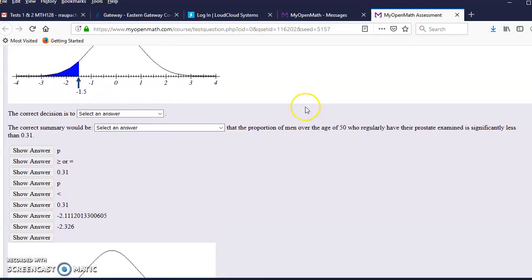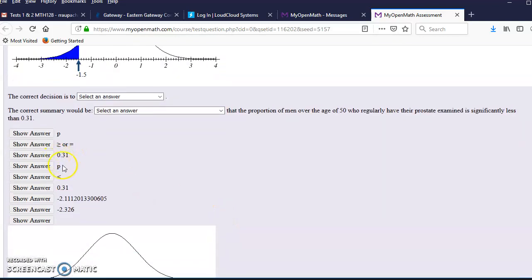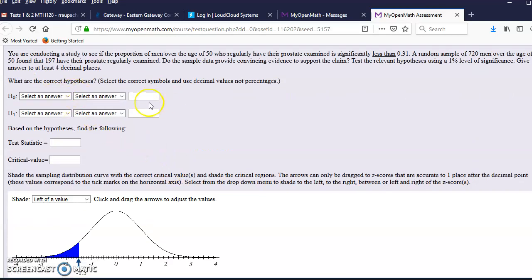So I always do whatever the claim is first, and that has to be in the alternative hypothesis. P is less than 0.31, which means the opposite is true of the null hypothesis, which is P is greater than or equal to 0.31. Okay, so those are the answers to the first ones here. All right, now we find the test statistic.